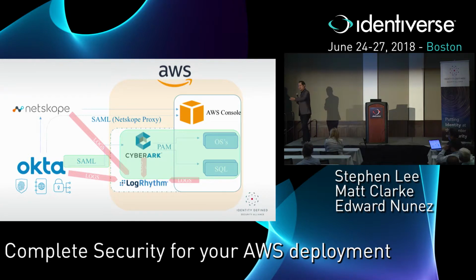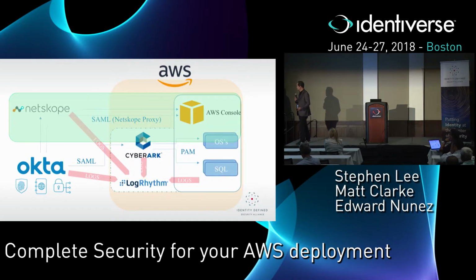So if you want to access the Linux system, run a SQL query against a database, or access a Windows server, CyberArk is going to play that PAM role. There's a SAML integration between Okta and CyberArk, which allows us to do single sign-on as well as enforce MFA. And then Netskope, as I said earlier, plays the role of a CASB product, acting as the proxy and really able to see what the end user is doing.